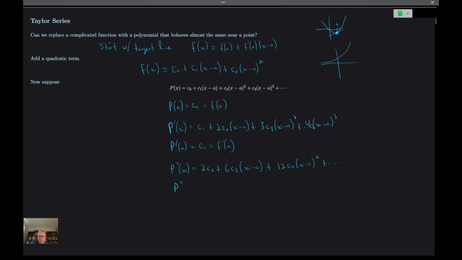So now when we find P double prime of a, all these terms go away. That will be 2c2, and we need that to equal f double prime of a. So this tells us that c2 is f double prime of a over 2. Now, you could keep going to the third derivative if you wanted to. I won't work that out. But if you keep going, c3 will be f triple prime of a over 6, which is 3 factorial.